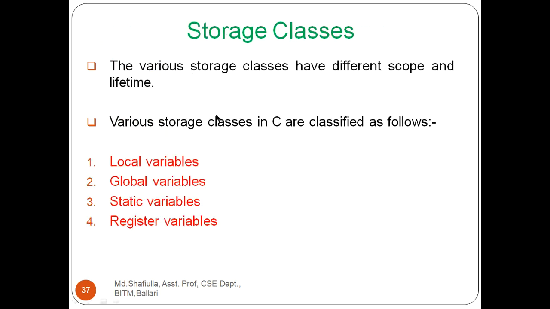Coming to storage classes, we have different storage classes, and they in turn have different scope and lifetime. These are the storage classes: local variables, global variables, static variables and register variables. Local variables are also called automatic variables. Global variables are also called external variables.